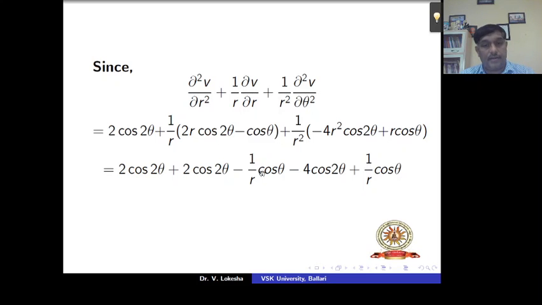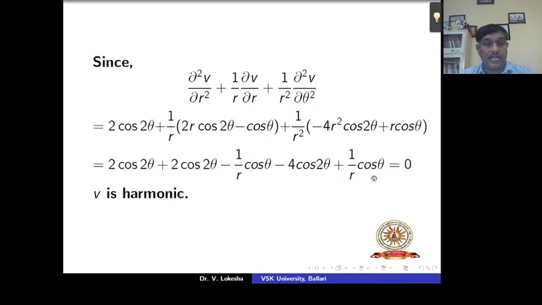you get 2 cos 2θ minus (1/r) cos θ minus 4 cos 2θ plus (1/r) cos θ. Then the whole thing becomes subtracted, you get 0. It means it is harmonic. Then we say that it satisfies the Laplace equation in polar form, then we say that v is a harmonic function.